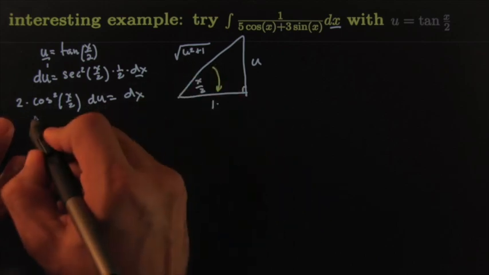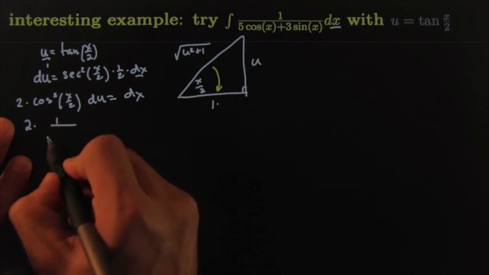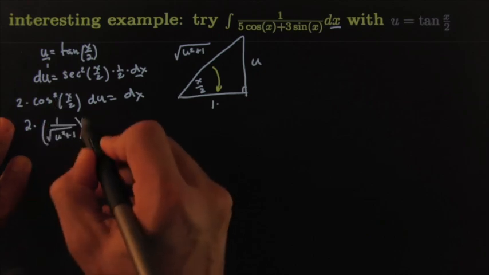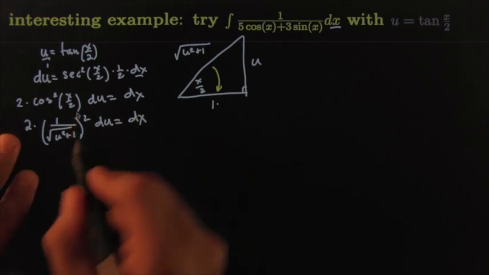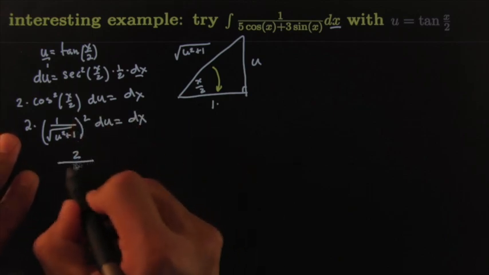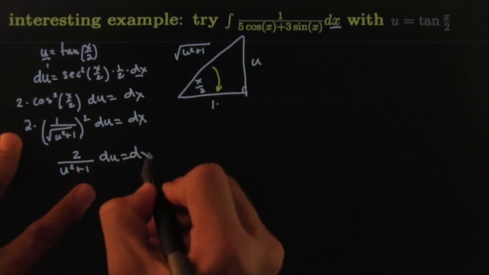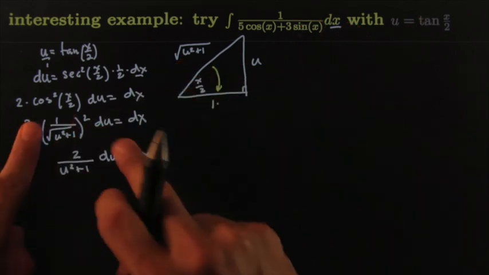This is 1 over that square, so this would give me 2 times 1 over the square root of u squared plus 1, and I've got a square there, times du. That's how much a dx can be exchanged for. And you could clean it up a little bit: 2 over u squared plus 1 du is equal to dx. That part will go right here. So I know that much of the dictionary.